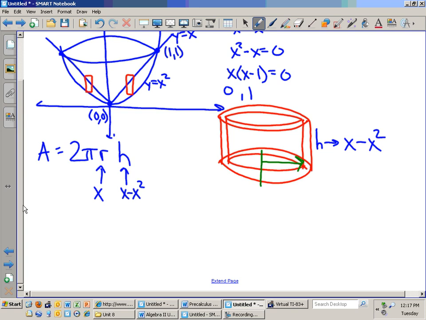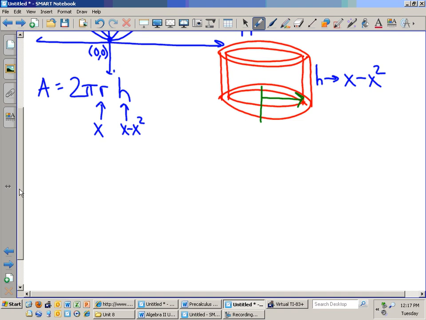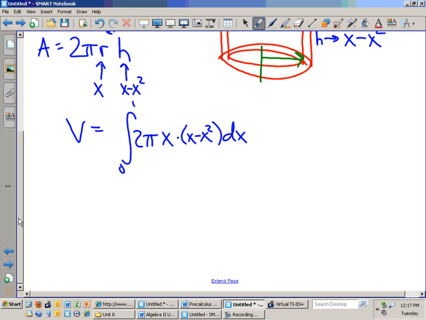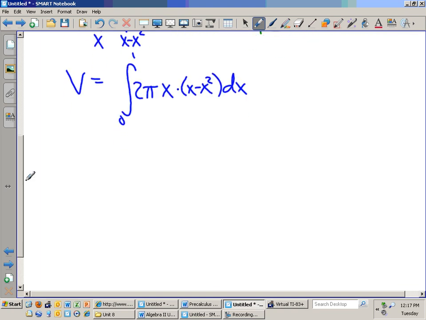So it looks like I could set up my volume function, which is going to be volume is equal to the integral from 0 to 1 of 2 pi times my radius, which is x, times my height, which is x minus x squared, dx. I've set it up. Yes, it is the same area.